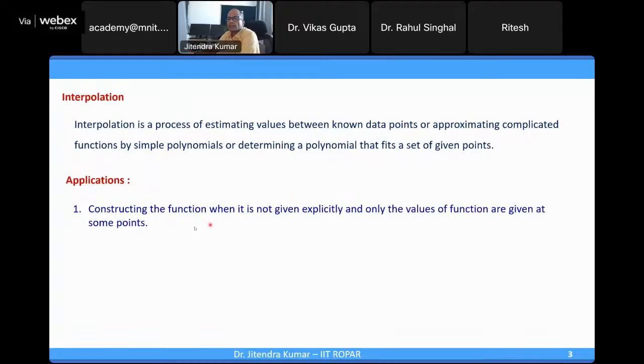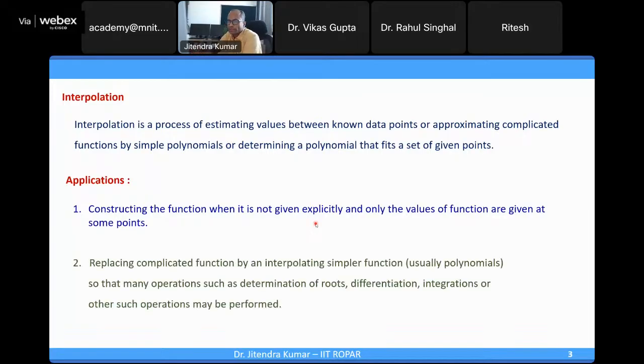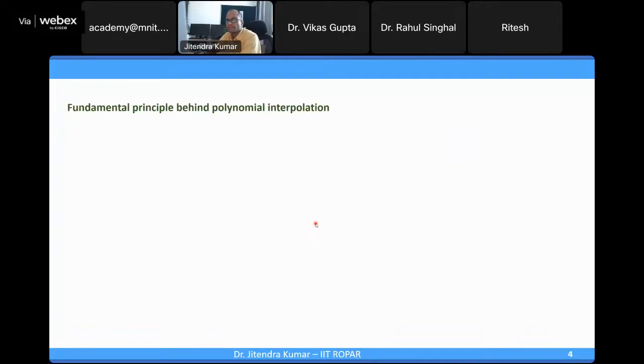So constructing the function when it is not known explicitly, or only the values of the function are given at some points. The other possibility could be replacing complicated functions by an interpolating polynomial or simple functions, usually polynomials, so that the operations, as I discussed, such as determination of roots, differentiation, integration, or other such operations may be performed. So that's the idea of interpolation.